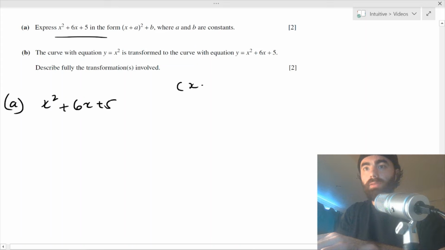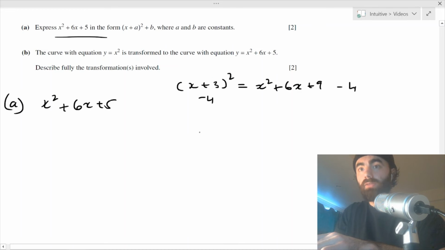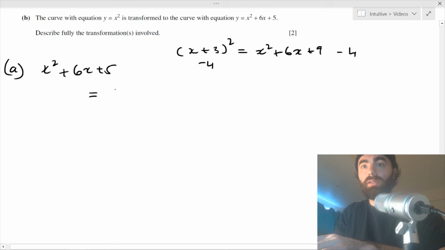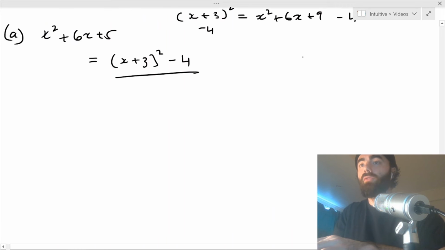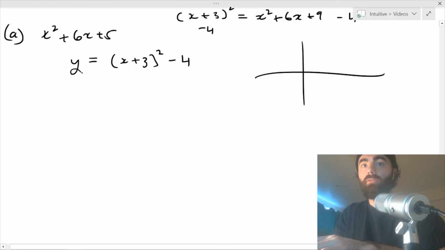I go, okay, well, x plus 3 squared, what is that? That's x squared plus 6x plus 9. And then to get to this, well, I need plus 5, so I'm going to need to minus 4 on the end. So minus 4 to both sides. So this in the completed square form is x plus 3 squared minus 4. Okay, and that's helpful because it shows us where the vertex point is for this graph.